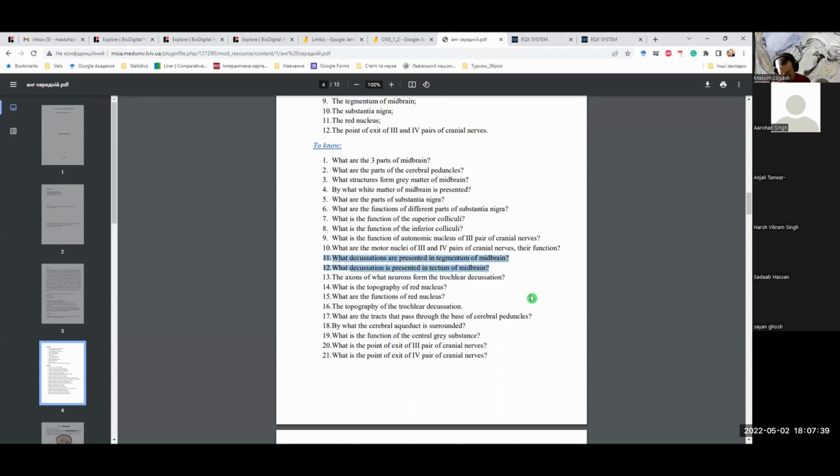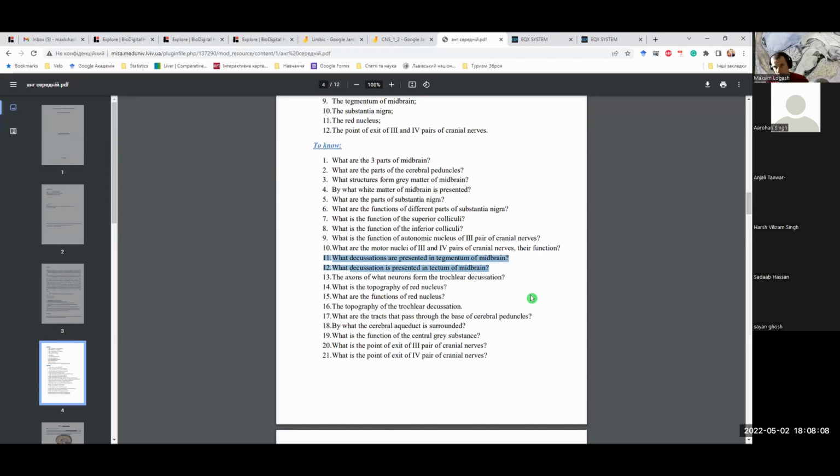Such a question will help you later to understand and complete the ascending and descending pathways. Because during your pathway introduction, you have to count the decussations. Some pathways have one decussation, some have none, some have three, and it depends. That's why I recommend that from now, step by step, you remember these decussations.